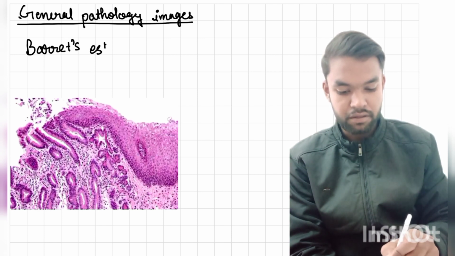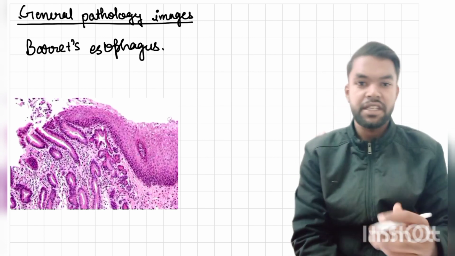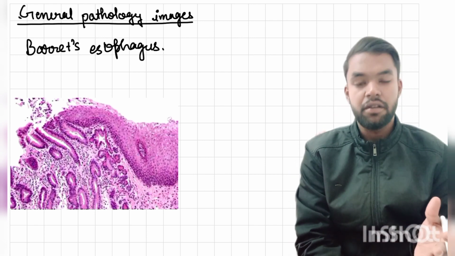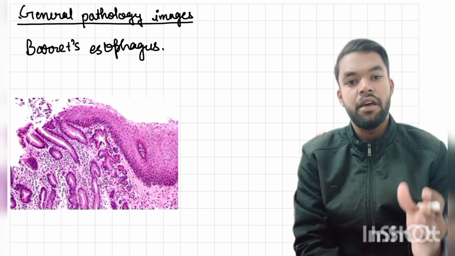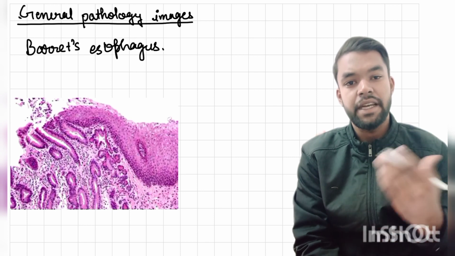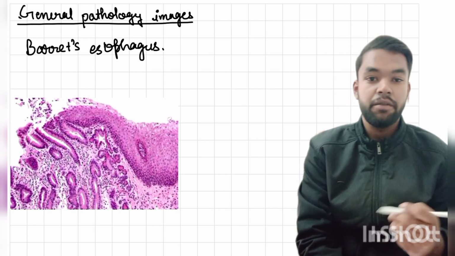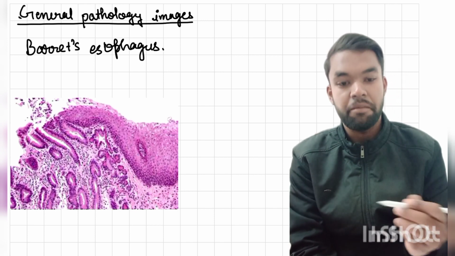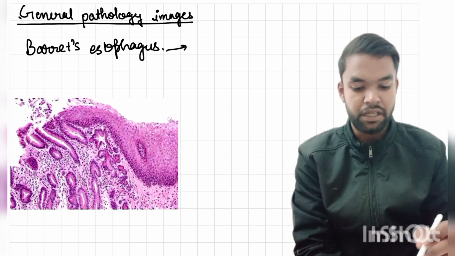Barrett's esophagus. So basically, what is Barrett's esophagus? Basically, Barrett's esophagus is an example of metaplasia, in which one type of differentiated epithelium gets converted into another type of epithelium. In Barrett's esophagus, the normal epithelium we see is stratified squamous non-keratinized epithelium.